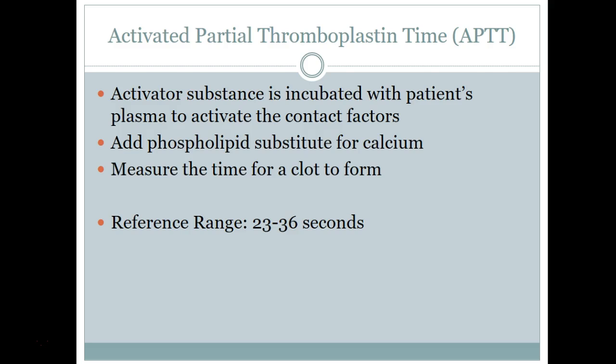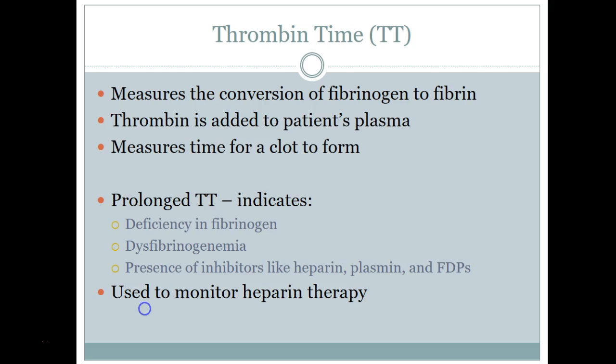Because this is a longer pathway to go through, and intrinsic has a lot more steps to it, it's going to be a little bit longer of a time frame. So normally it's around 23 to 36 seconds for someone to form a clot in the intrinsic pathway. So again, we're looking for prolonged times. Anything greater than 36 might give us a clue something is happening.